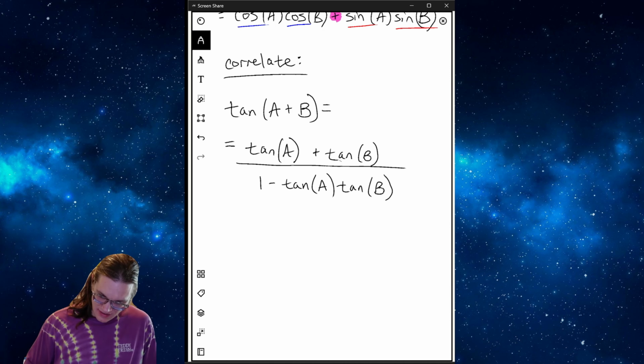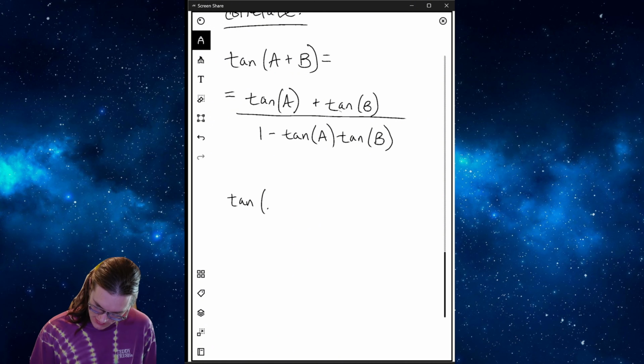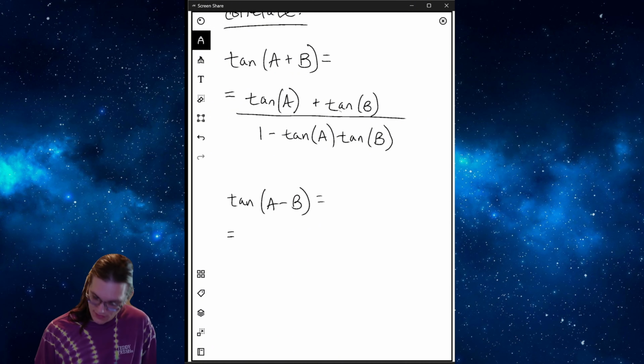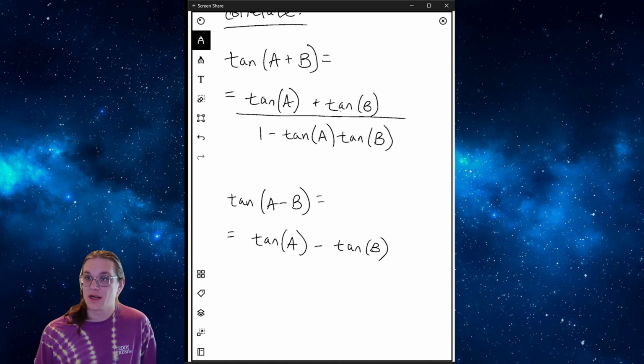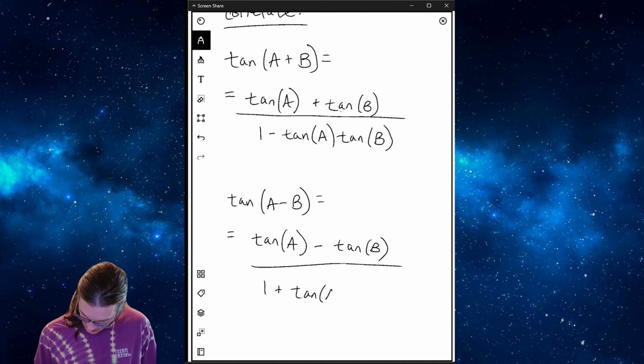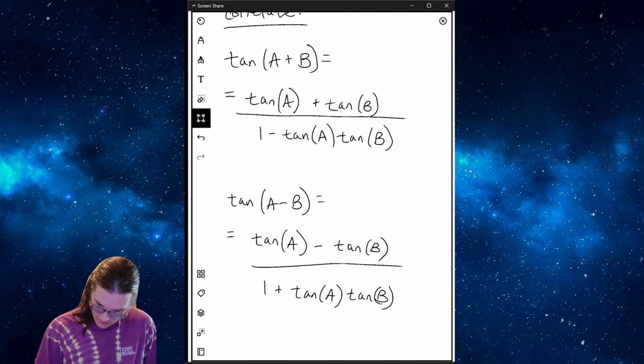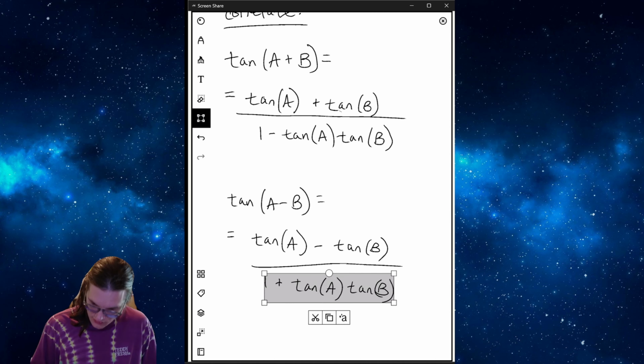Okay, and the last quick correlate of those is the difference of angles with tangent, which is tangent of A minus tangent of B. And then you're not going to be surprised that it's now 1 plus tangent A tangent B. Isn't that interesting? It almost lines up.